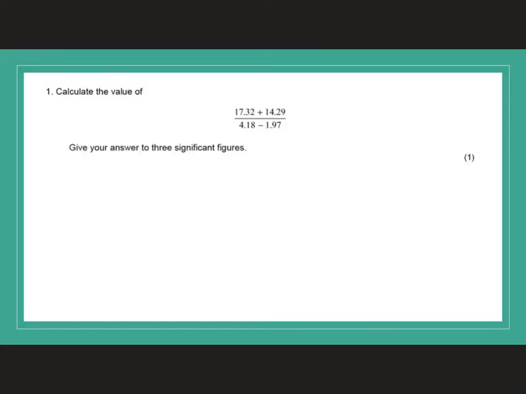So question number 1 is just a piece of calculator work and a check on your understanding of rounding to 3 significant figures. Make sure you input this carefully into your calculator. You may need to include brackets here, depending on your calculator, and you get an answer of 14.30316, which rounds to 14.3 to 3 significant figures.